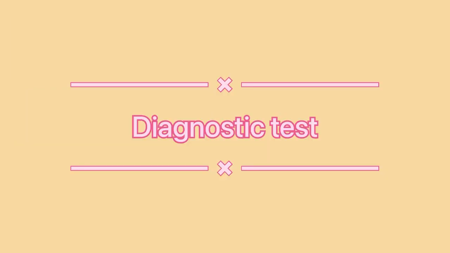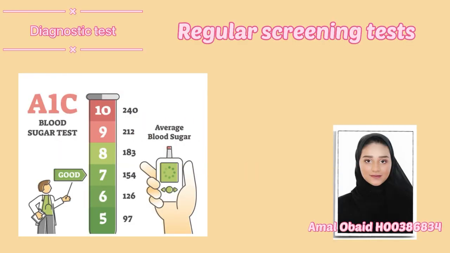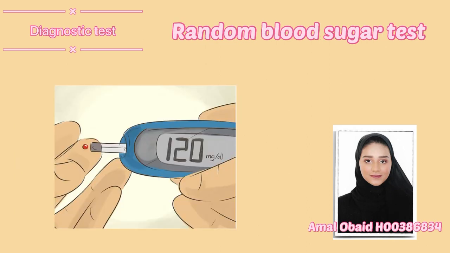The diagnostic tests of DM type 2. The first test is glycated hemoglobin. The blood test reports average blood sugar, and a result of less than 5.7% is normal. The second test is a random blood sugar test. It measures the blood sugar level, with a level of 200 mg after eating.